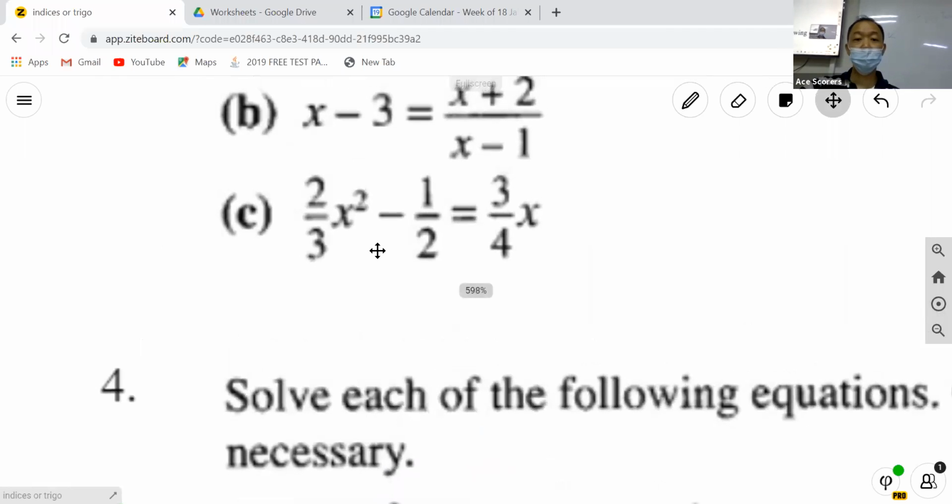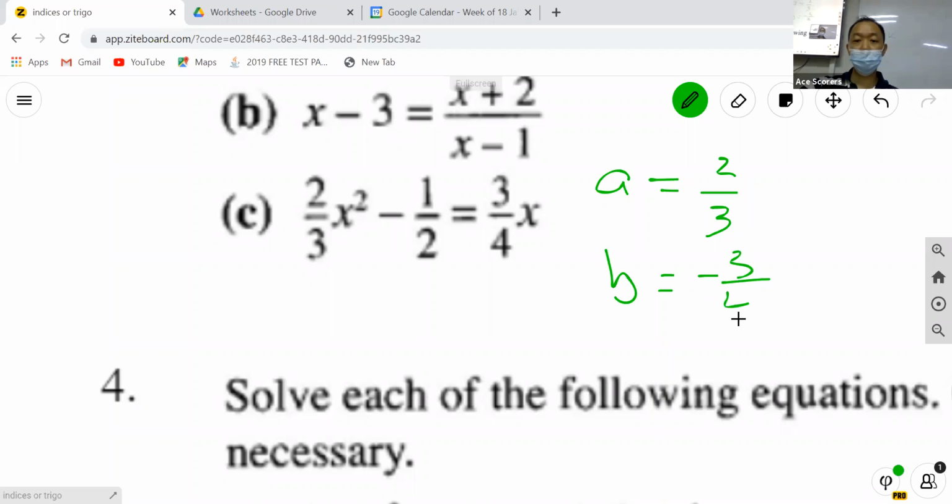How about here? What's A, B, C? Let's identify. What's A? 2 over 3. What about B? Negative 3 over 4. And C? Negative half. Okay, do you know why it is negative 3 over 4?